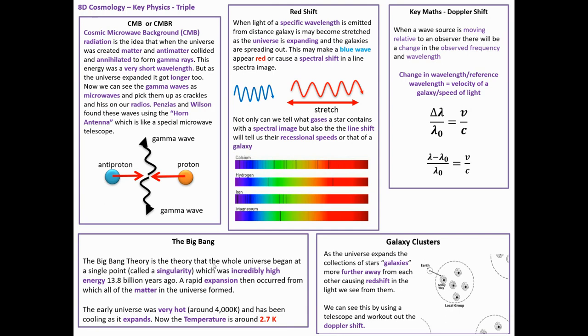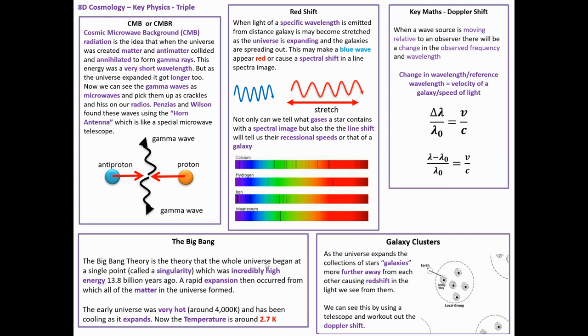And the Big Bang is really the theory that the whole of the universe began at a single point called a singularity, which was incredibly high energy, 13.8 billion years ago. Then we had a rapid expansion, from which all of the matter in the universe formed. The universe was very hot, around 4,000 Kelvin, I should say, which has been cooling as it expands. And now the temperature is around 2.7 Kelvin. So we've cooled down massively. We've got these microwaves that were gamma, and we've got redshift, all proving that this Big Bang happened.